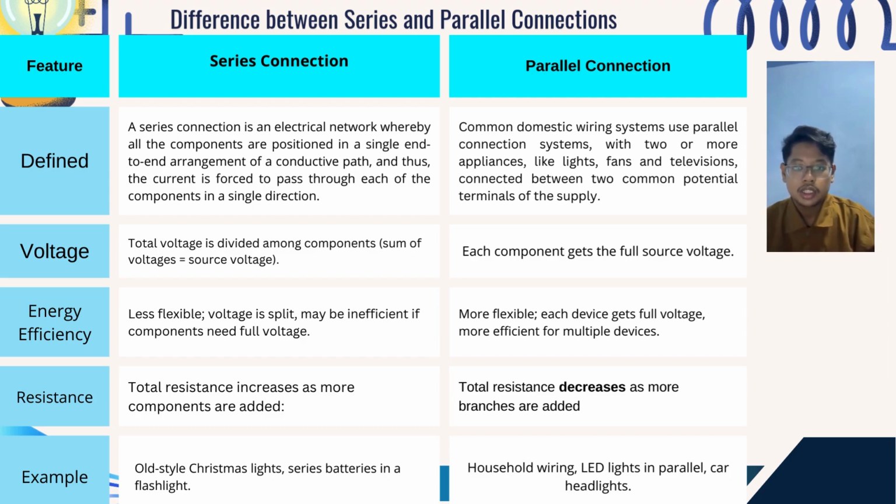For resistance, in series the total resistance increases as more components are added. By the way, for the parallel connection, the total resistance decreases as more branches are added. For example, series is like Christmas lights or batteries in a flashlight. Parallel connections are like household wiring, TV or headlight.